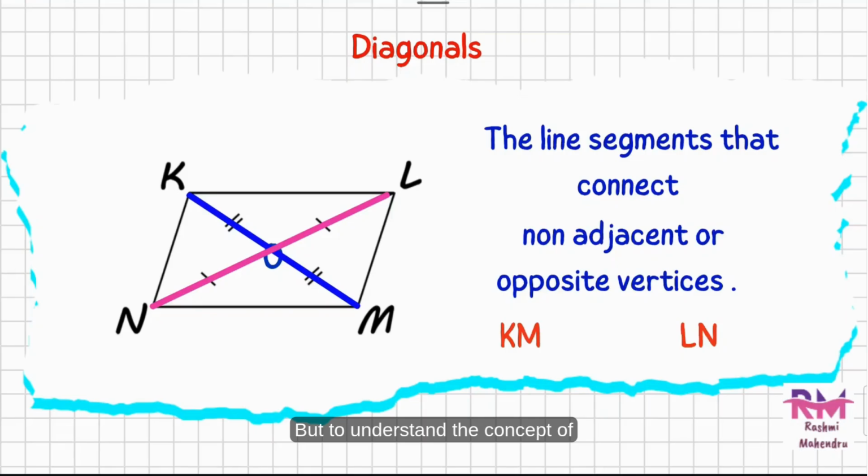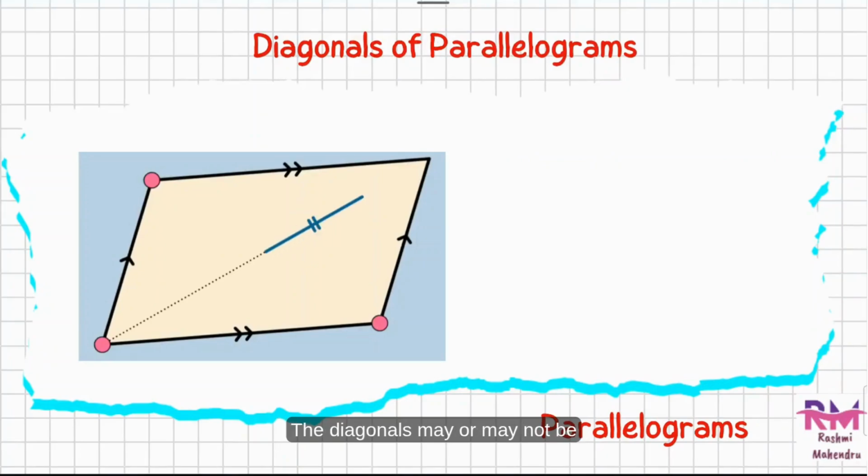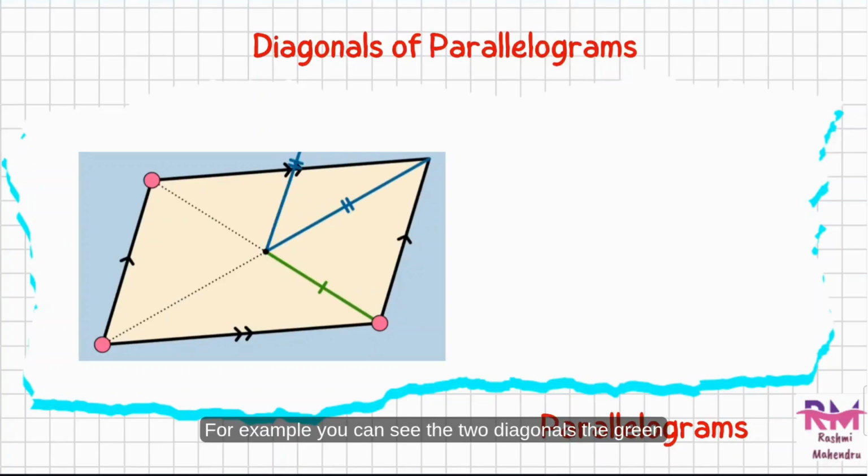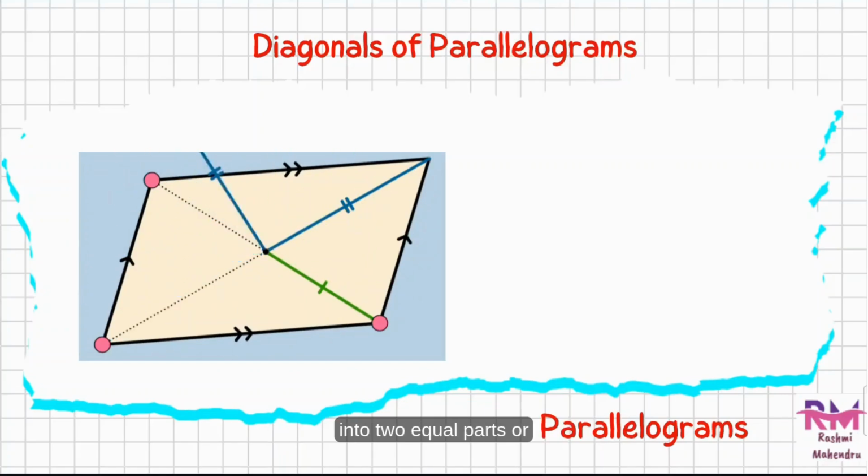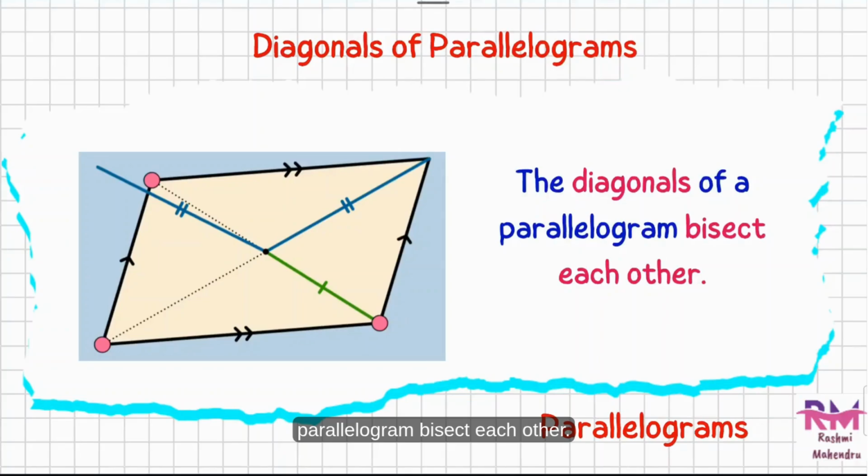But to understand the concept of diagonals of a parallelogram, observe this demonstration. The diagonals may or may not be equal, but when they intersect, they cut each other. For example, you can see the two diagonals, the green and the blue one. Consider one of them like a pair of scissors. You will see the pair of scissors is cutting across, let's say, the blue diagonal like a ribbon into two equal parts or two equal halves, and this process in geometry is called bisection. So we can say that the diagonals of a parallelogram bisect each other.